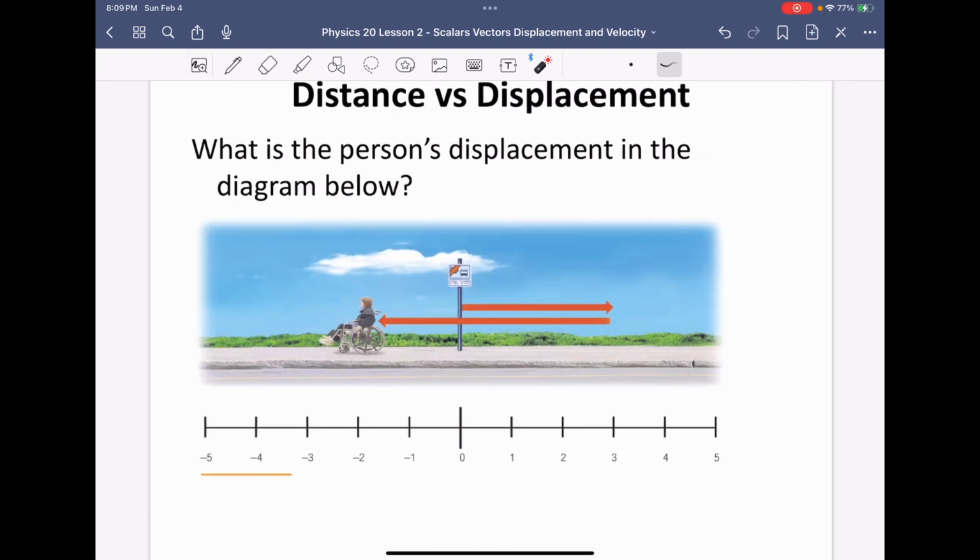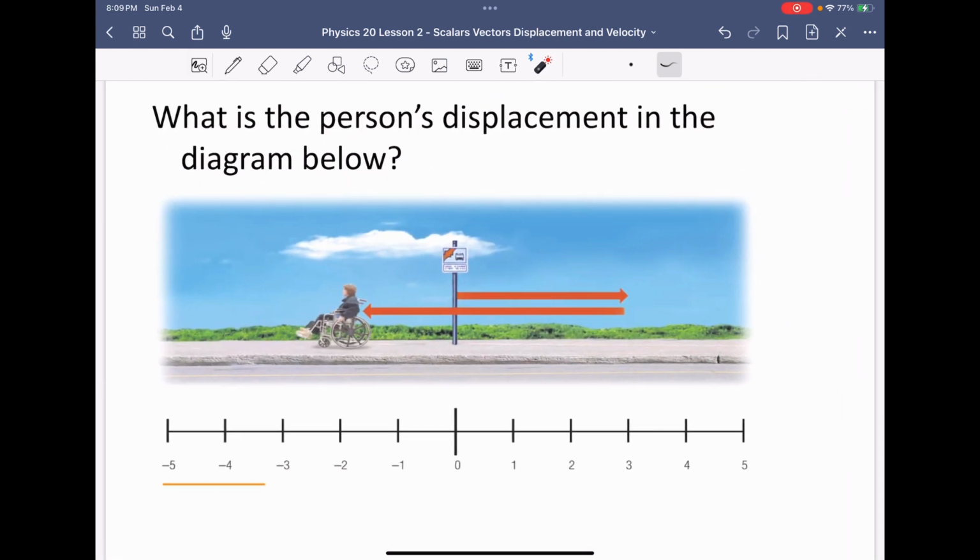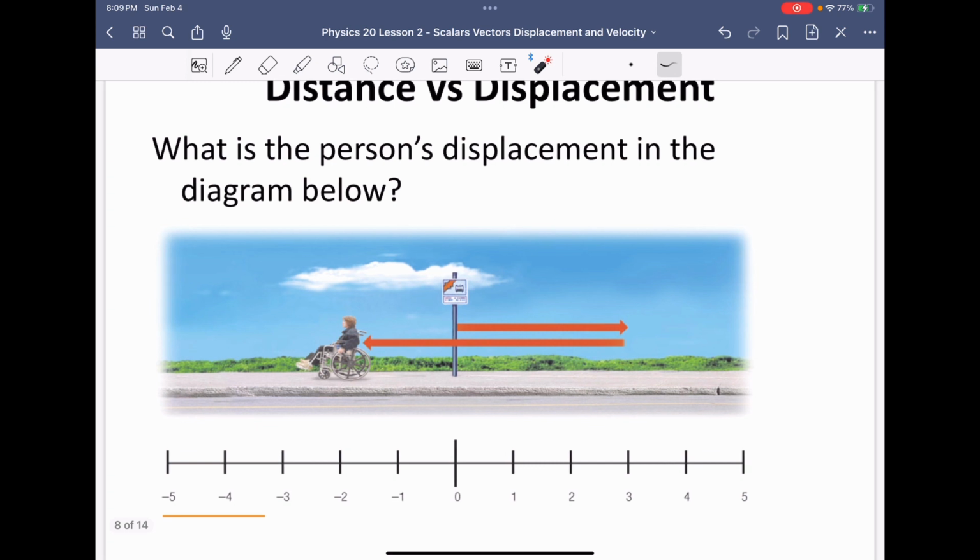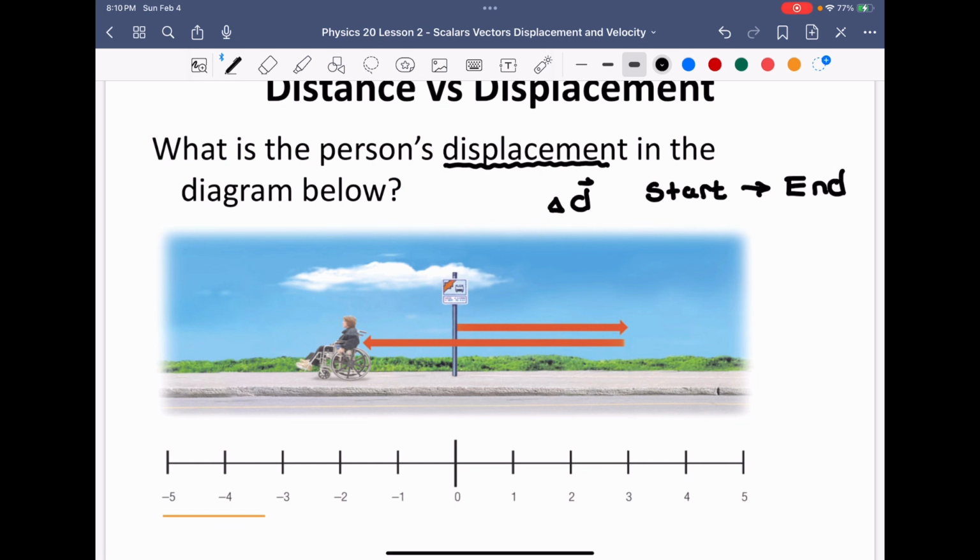Now, let's take a look at the same example that we looked at before, but now account for the overall displacement, aka where they start to where they end. And if you need to write that note for yourself, I definitely would. So the person's displacement has a little bit of a different symbol. We write the vector symbol above, and this says from the start to where the person ends. So I'm going to write it like that.